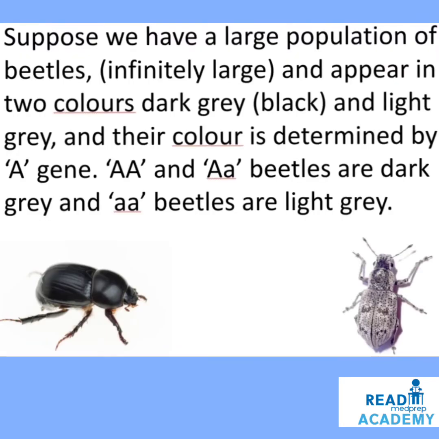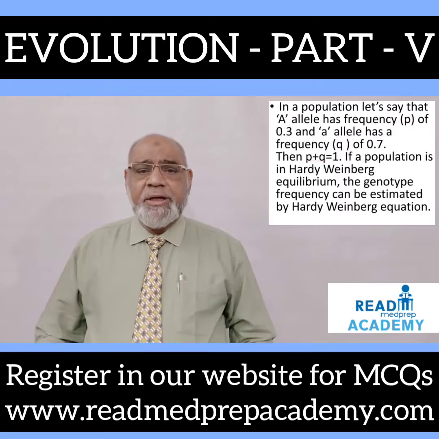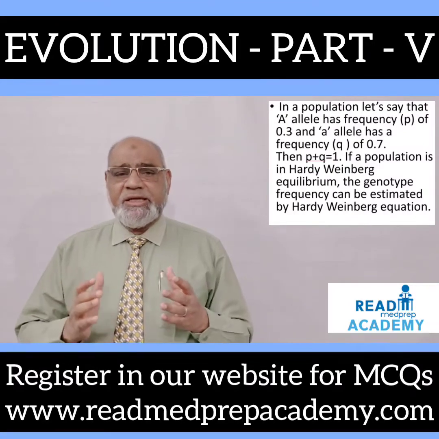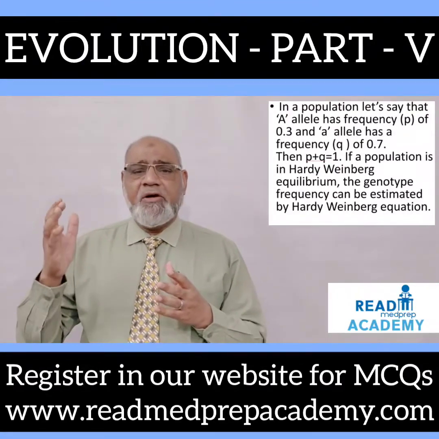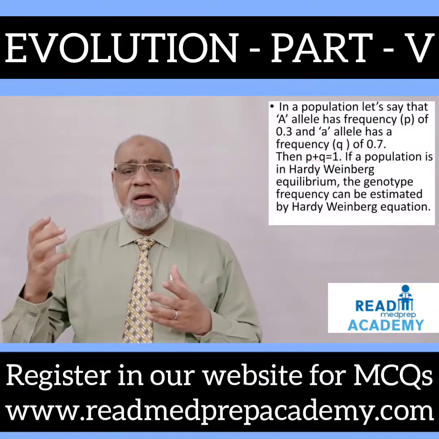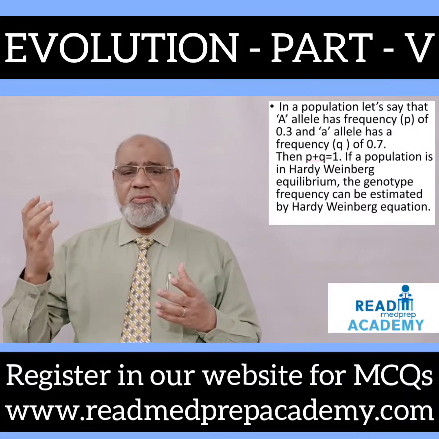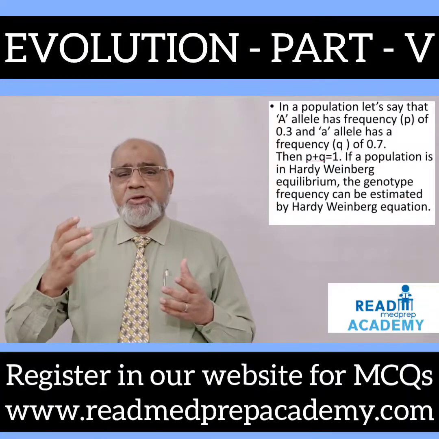Suppose we have a large population of beetles, infinitely large, and they appear in two colors, dark grey or black and light grey, and their color is determined by capital A gene. Homozygous dominant capital A and heterozygous dominant capital A small a beetles are dark grey, and homozygous recessive small a beetles are light grey. In a population, let's say that capital A allele has frequency P of 0.3 and small a allele has a frequency Q of 0.7. Then P plus Q is equal to 1.